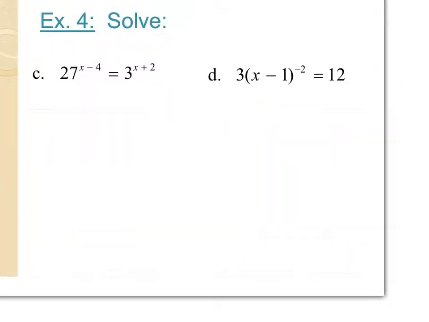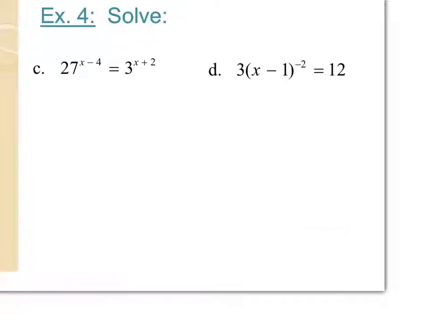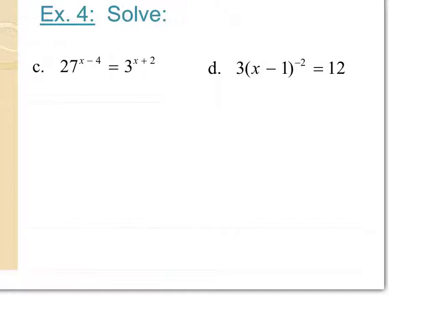Okay, so we've got a couple more. If you notice, the x again is in the power. So we want to make sure we get to the same base. 3 is already pretty basic there, so we're going to make 27 into 3 cubed. And that's 3 cubed to the x minus 4th power is equal to 3 to the x plus 2.